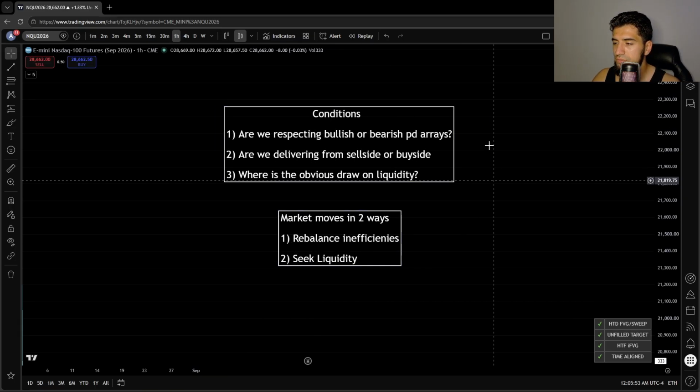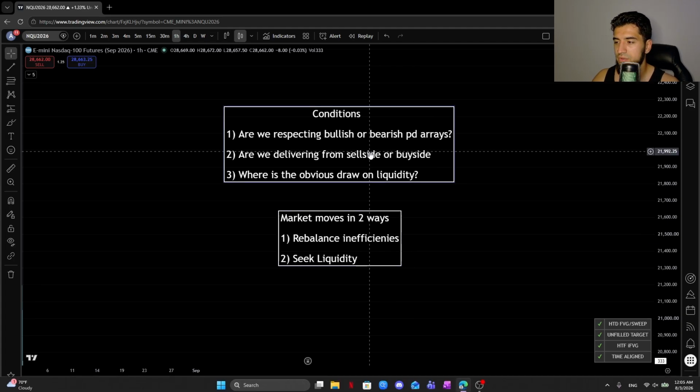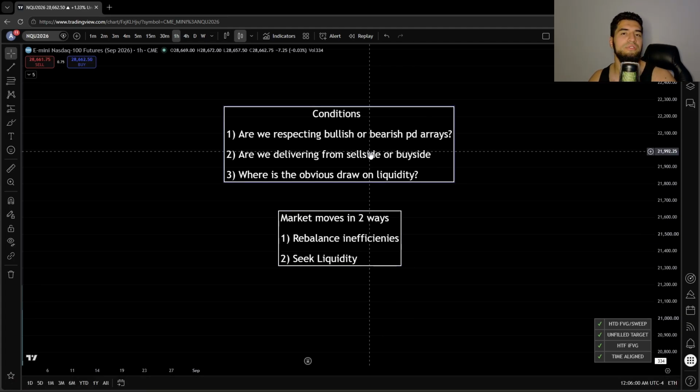And now, as for the conditions, these are the three main questions that you'll have to be asking yourself before just waking up and looking at your chart. So this is kind of how I do it. I don't need daily bias. I don't need to do all this extra complicated stuff. I go on the chart, I mark out all my levels, and I ask myself these three questions.